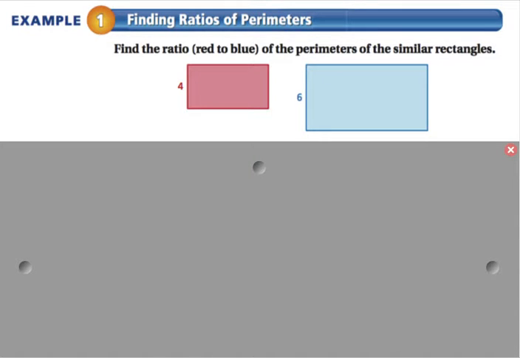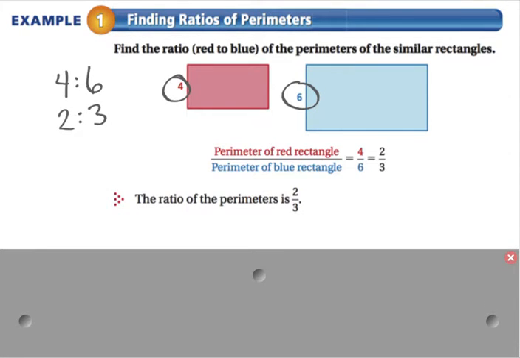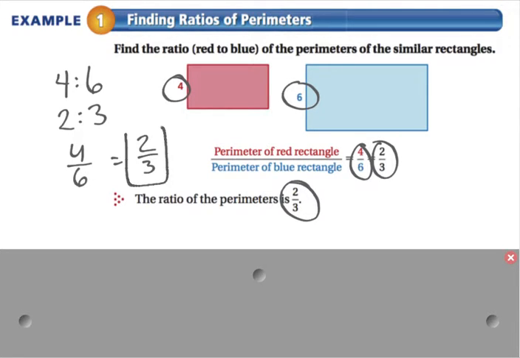Find the ratio, red to blue, of the perimeters of the similar rectangles. Okay, the ratio of the perimeters, even though I don't know what the perimeters are, will be the same as the ratio of these side lengths, 4 to 6. So comparing red to blue, the ratio is going to be 4 to 6, or 2 to 3. Oh, they wrote it as a fraction. That's actually good. So the ratio 4 to 6, as you see here, reduces to 2/3. So the ratio of perimeters, red to blue, is 2/3.